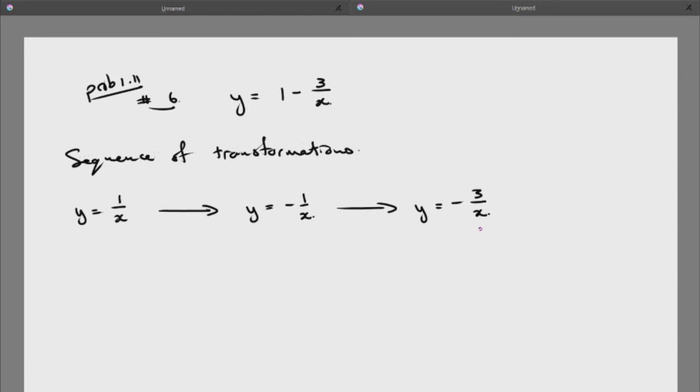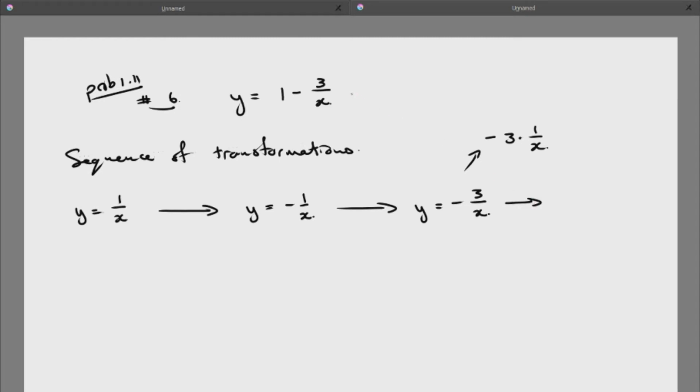Multiplying the whole right-hand side by 3. Now, of course, you could write this as negative 3 times 1 over x, but they're all equivalent. So it's a little more hidden, perhaps, because the number isn't clearly in front, but whatever. If I multiply the whole right-hand side by 3, then everything stretches by 3.